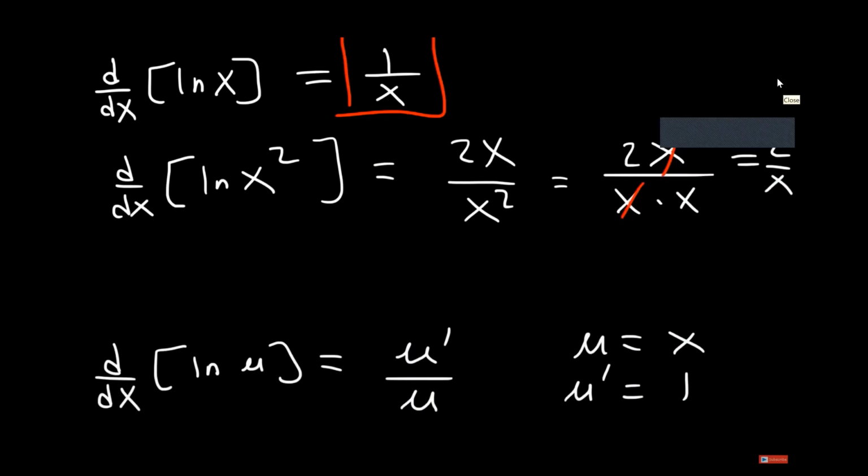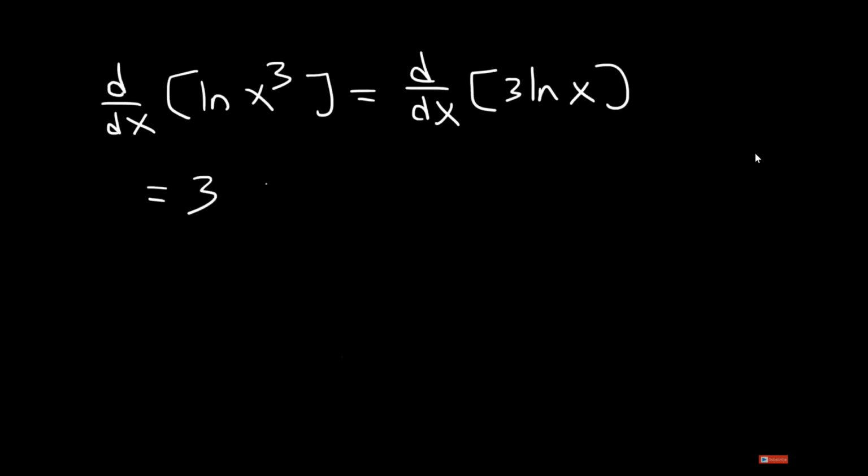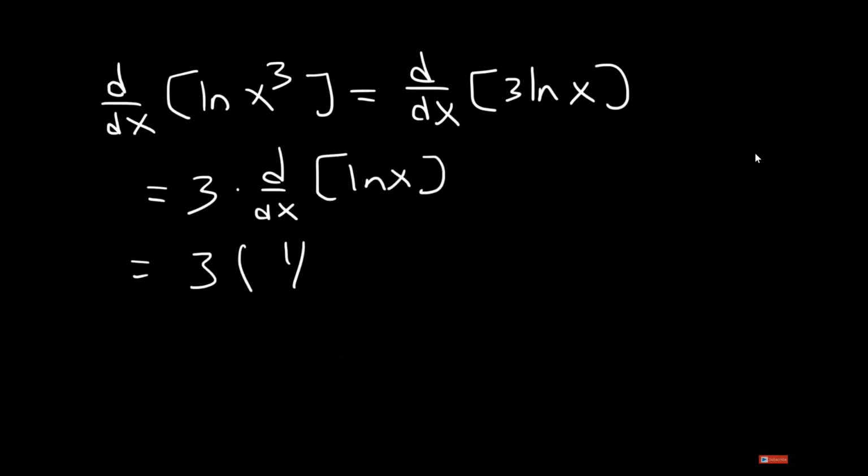Now, what you could do also is move the 2 to the front before you find the derivative of the function. So ln x squared is the same as 2 ln x. And that's going to be 2 times the derivative of ln x. And the derivative of ln x is 1 over x. So this is just going to be 2 divided by x.